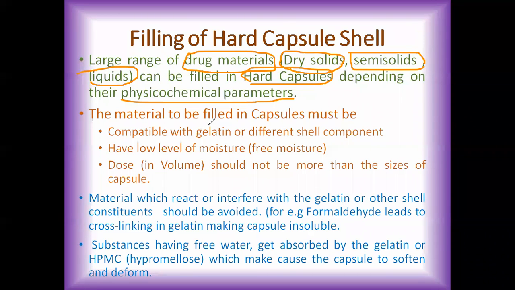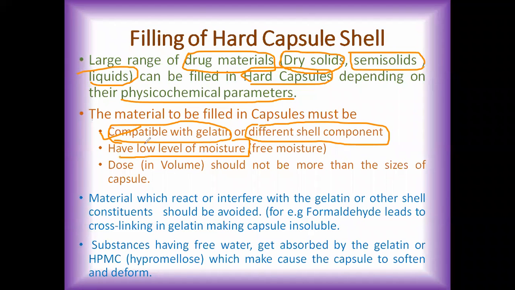The material to be filled in the capsule must have certain properties. First, it should be compatible with gelatin or the different shell components, whatever components you are going to use for the preparation of your shell. Then it should have a low level of moisture. Mainly the free moisture level should be low in the material which you're going to fill into the capsule.